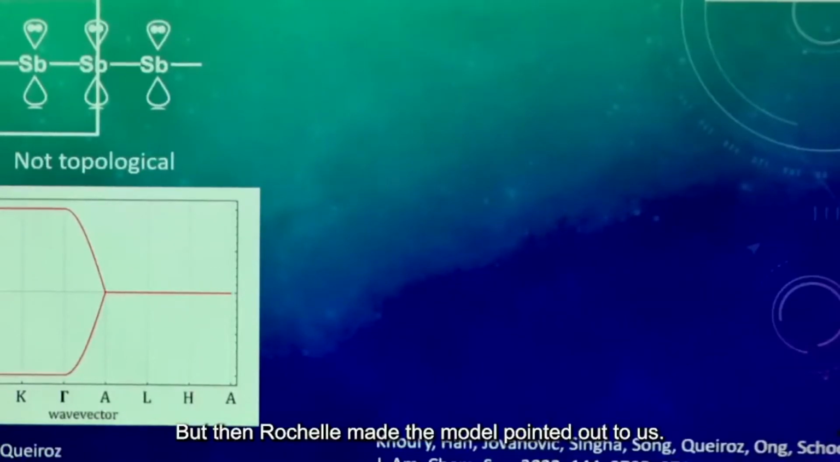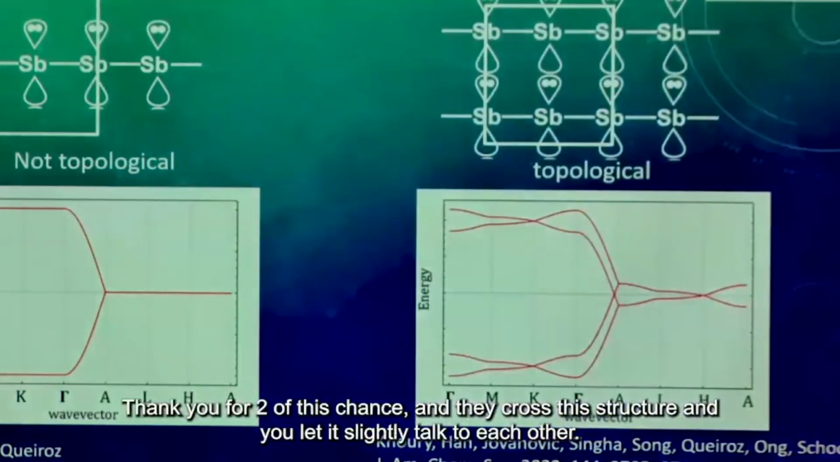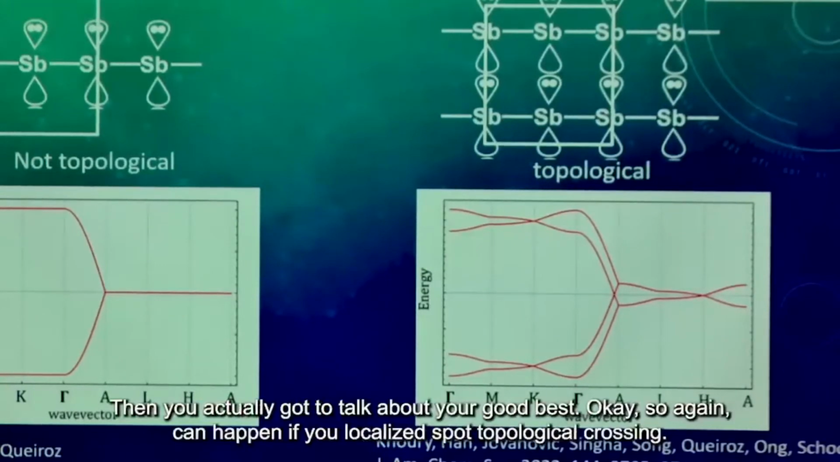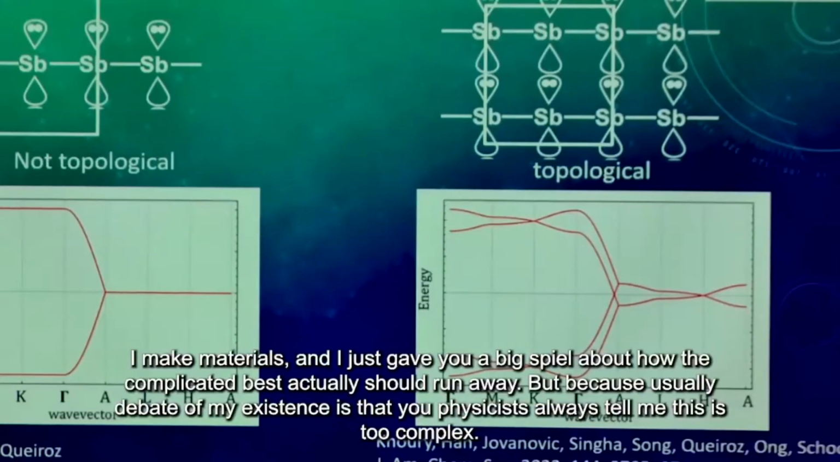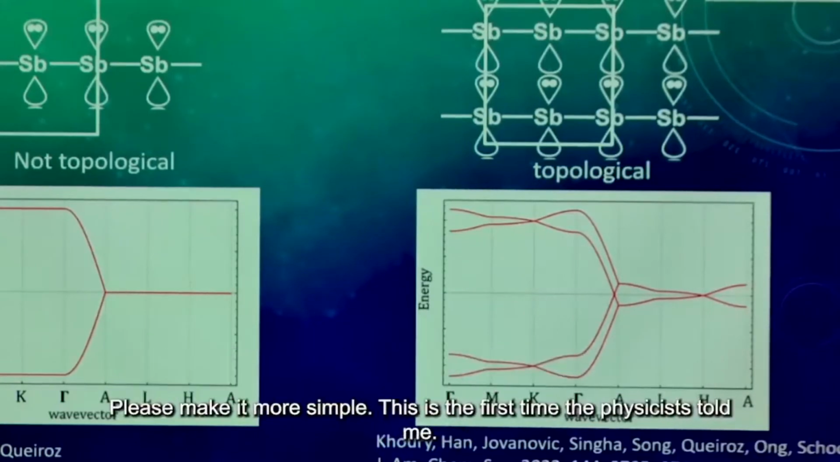But then Raquel, who made the model, pointed out to us that if you put 2 of these chains in the crystal structure and you let them slightly talk to each other, then you actually get a topological band crossing as a result of this. Okay, so we again can have this delocalized topological crossing. And I was very happy when I heard this because, you know, I'm a chemist, I make materials, and I just gave you a big spiel about how the complicated band structure shouldn't make us run away. Usually the bane of my existence is that you physicists always tell me this is too complex, please make it simpler. It was the first time a physicist told me to make it more complicated. And I said, yes, I can do that, you know.